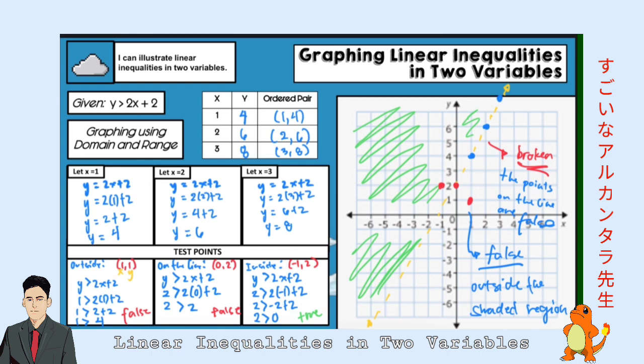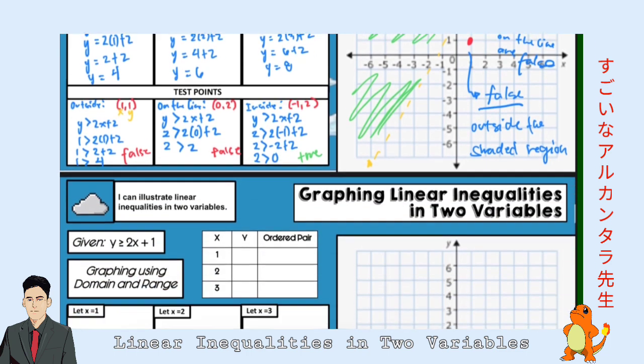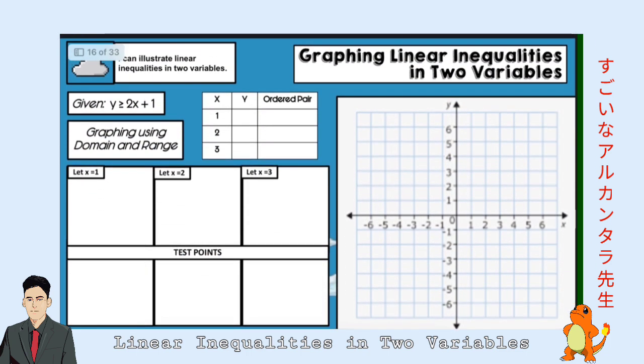And now what we're going to try to understand is when do we say a point on the line is part of the solution? I think you guys are getting the idea now. So let's proceed with our next example. Let's say that we have y greater than or equal to 2x plus 1. So we will try to solve it again by the domain and range. So let's pretend first that it's an equality so that we can identify ordered pairs.